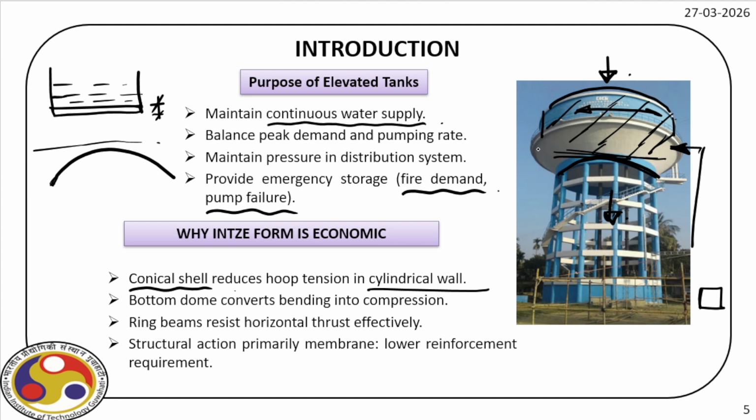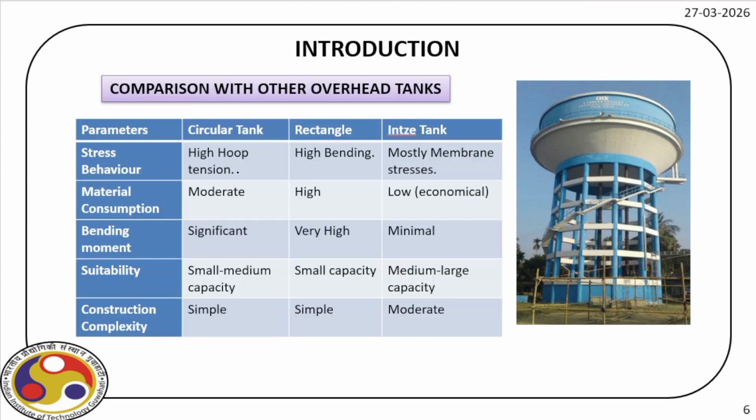Then there are ring beams here, one ring beam, another here at the top. Ring beams resist horizontal thrust effectively. So the purpose of these ring beams is to provide sufficient resistance against horizontal thrust. And the structural action primarily is due to the membrane-like structure, so it lowers the reinforcement requirement. So all these together provide an economical usage of material for this large capacity tank.